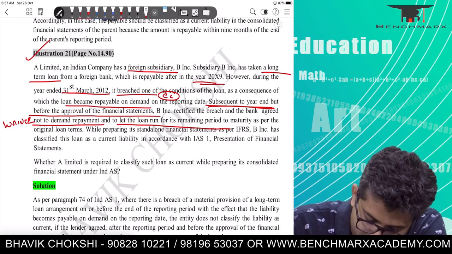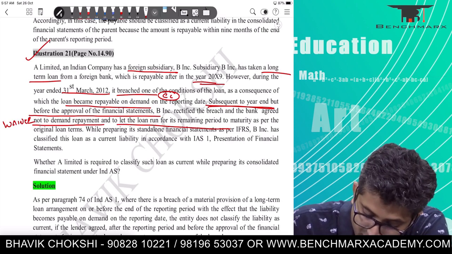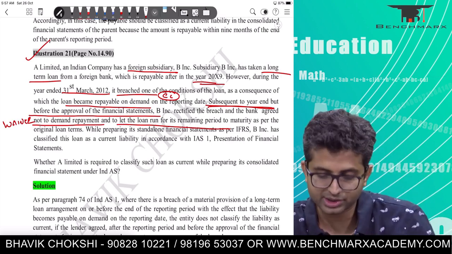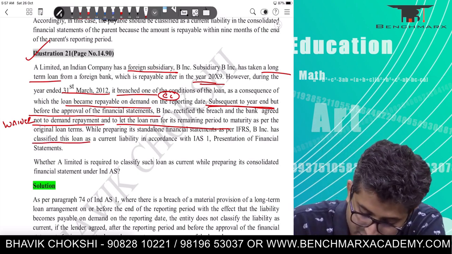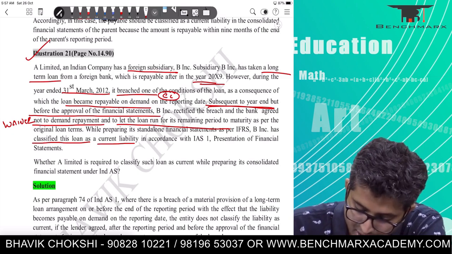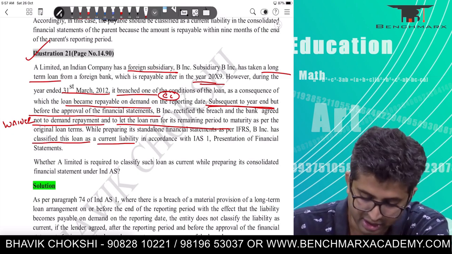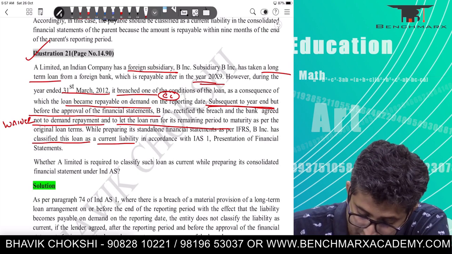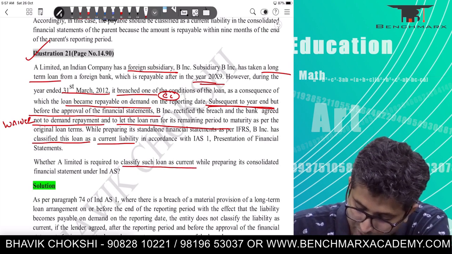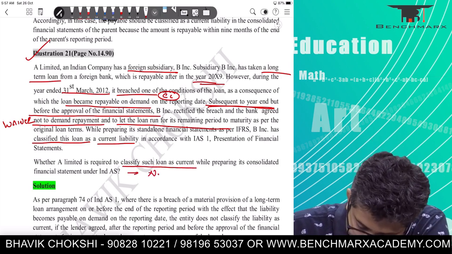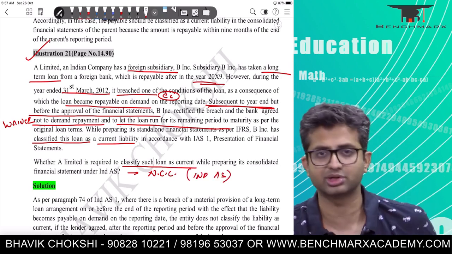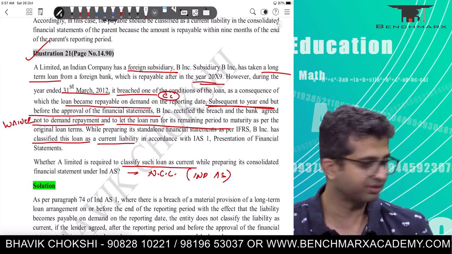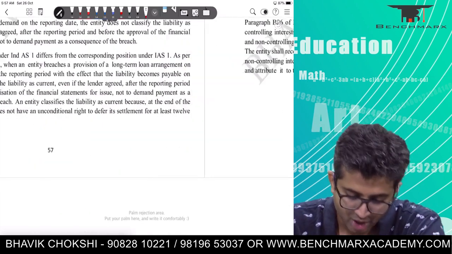for the remaining period up to maturity as per the original terms. While preparing its standalone financial statements as per IFRS, B has classified this loan as a current liability, which is correct as per IFRS, in accordance with IAS 1. IAS is the International Accounting Standard. Whether A Limited is required to classify such loans as current? No, it will have to show it as non-current, because you are preparing consolidated financial statements as per Ind AS. You will have to reclassify this and show this as non-current.